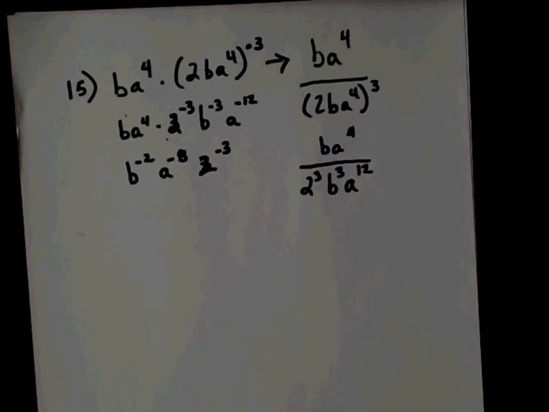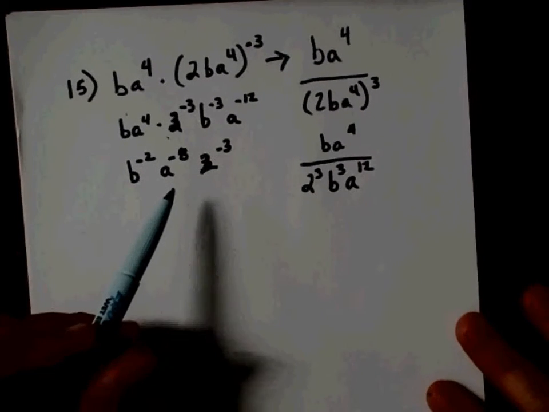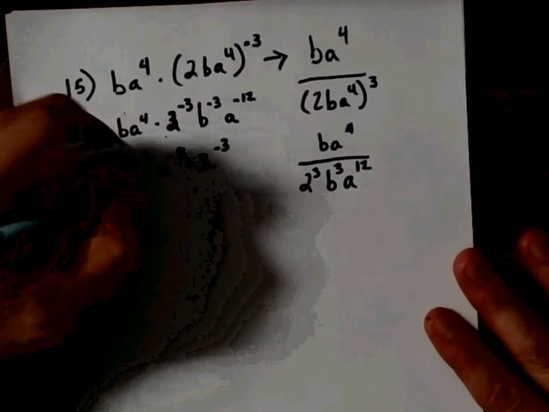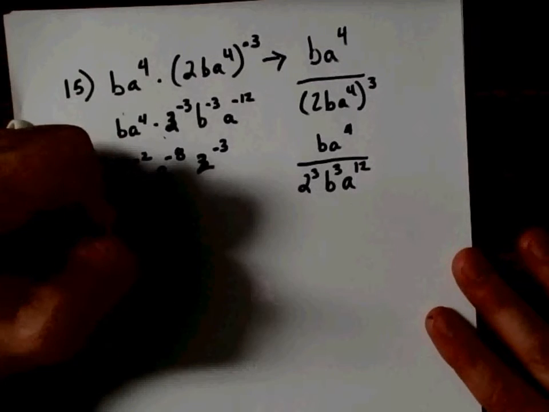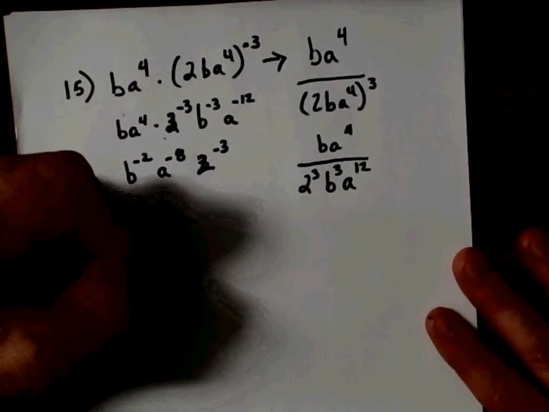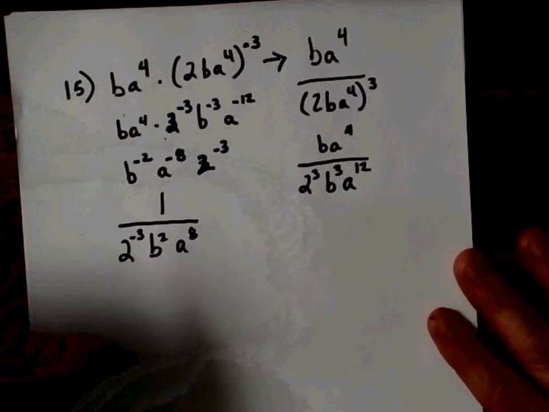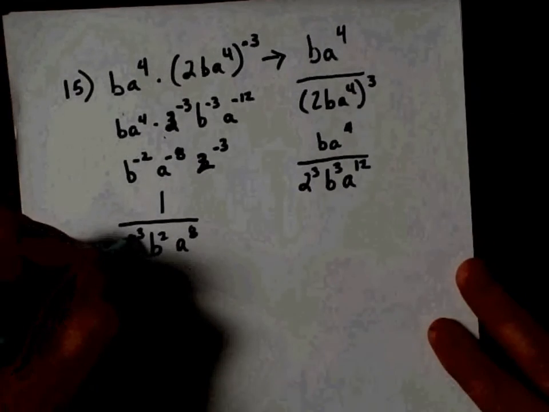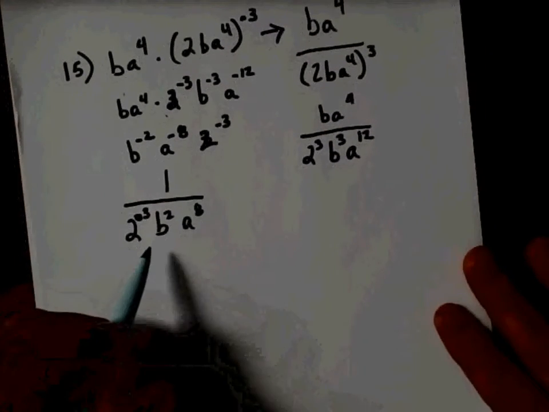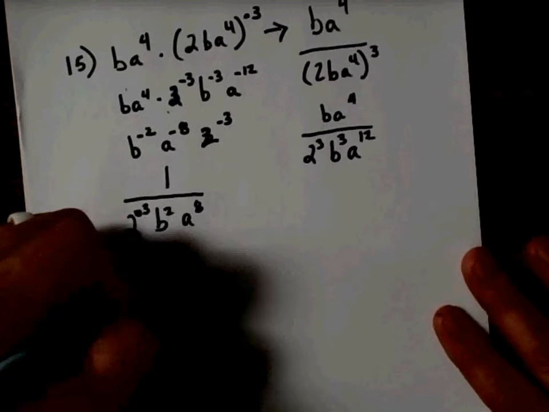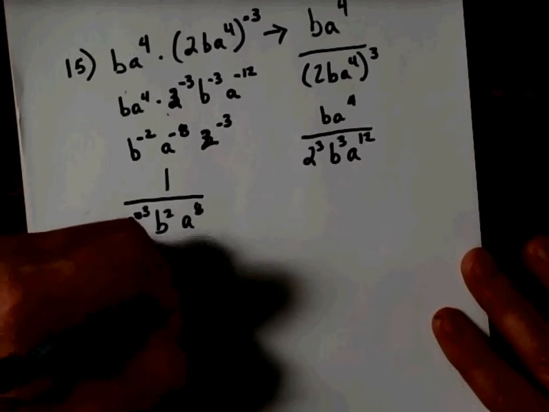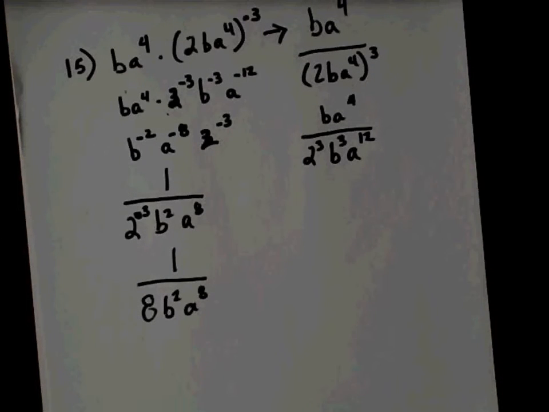Okay? And so right here, since all these are negative, what am I going to do to them? I'm going to move them down to the bottom. And so it's going to become 1 over 2 to the negative 3, I wrote it right, b squared, a to the 8. So it's not negative 3 anymore, sorry. I didn't write it right. It's positive. And so this one becomes 1 over 8 b squared a to the 8.